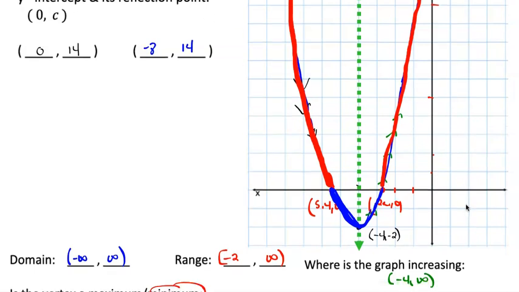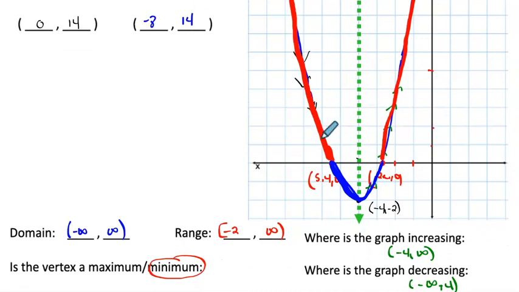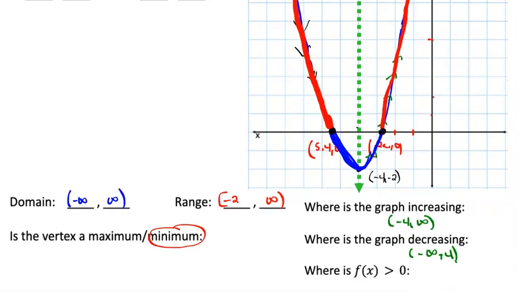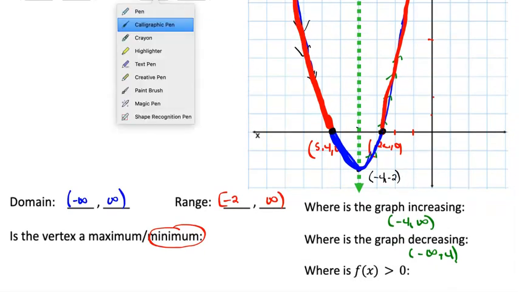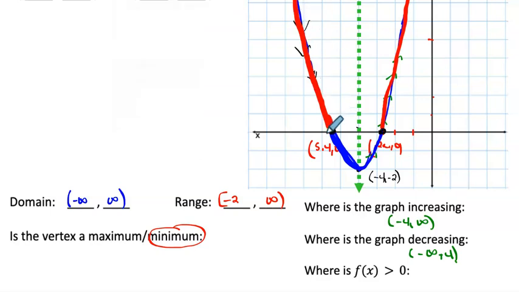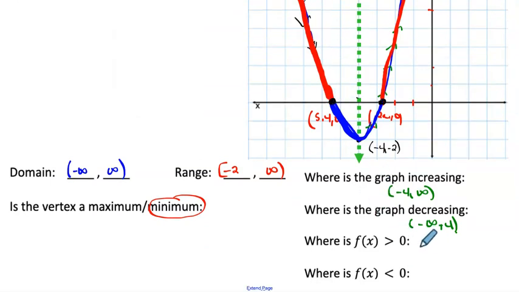Now I want to write that. Nothing's happening at the vertex or at these x-intercepts. At these x-intercepts, the values are just 0. They're not greater than 0, they're just 0. So everything in the red, from negative infinity to the x-intercept of -5.4, has a y value bigger than 0.